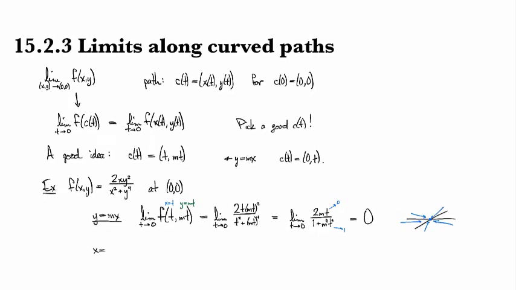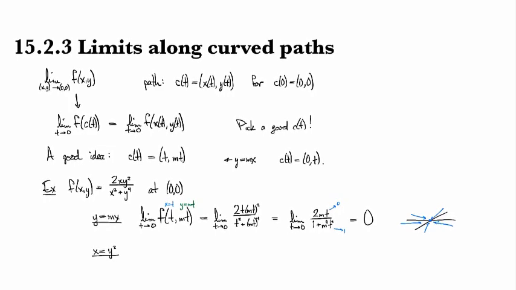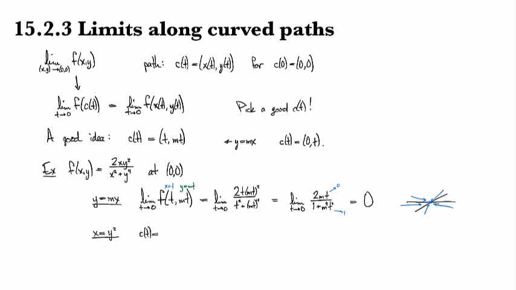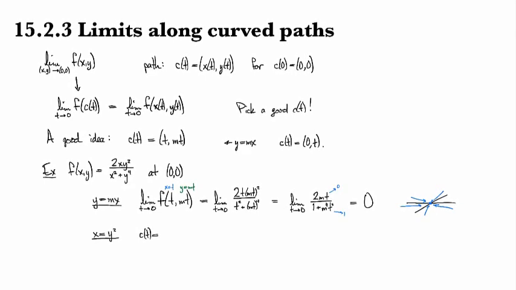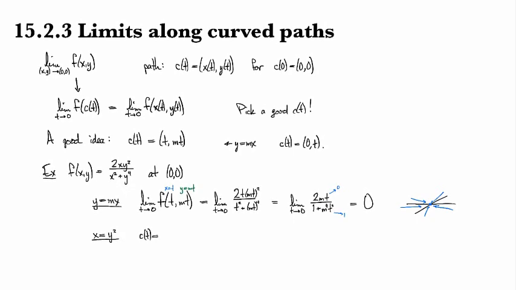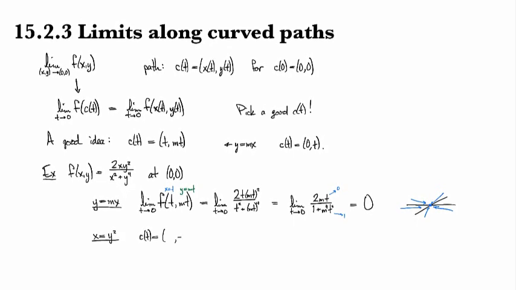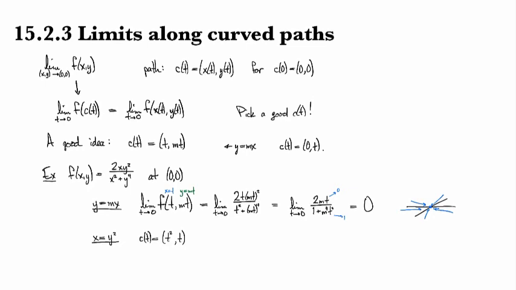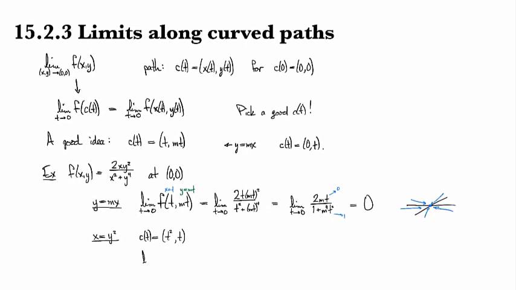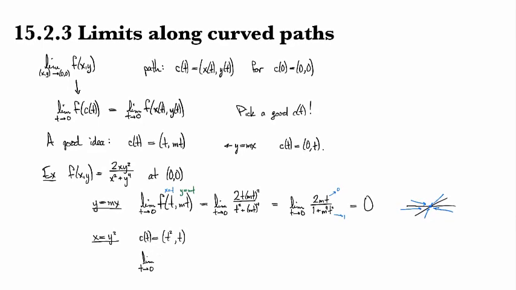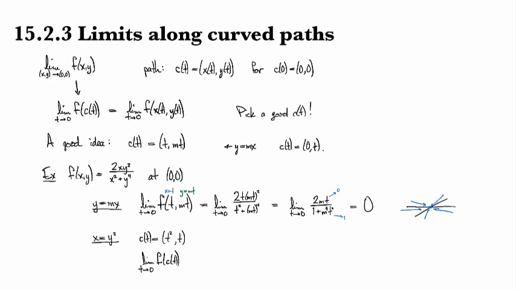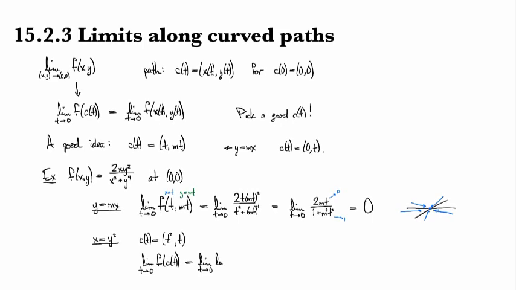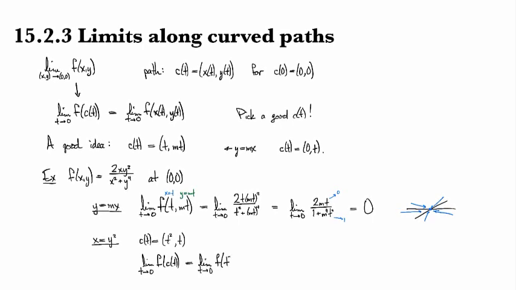But let's look at what happens if we come along a parabolic curve. So for this one, we will take our path c of t to be, well, let's see, so we want x to be y squared. So that's saying the first coordinate is the square of the second coordinate. So that means if I put a t for the second coordinate, then the first one has to be the square of the second one, right? x is y squared. Okay. So then the limit as t tends to 0 along this path is the limit of f of t squared, t.